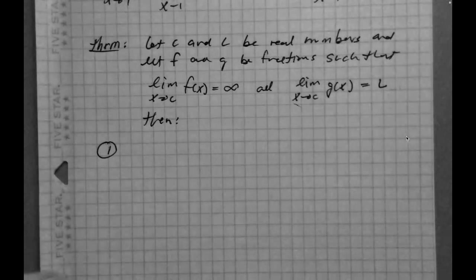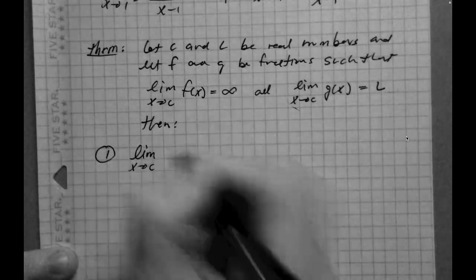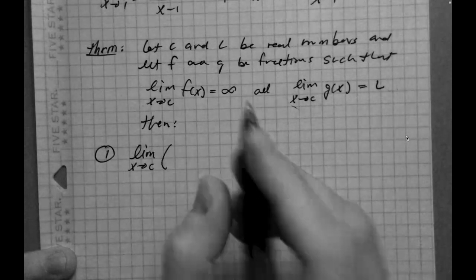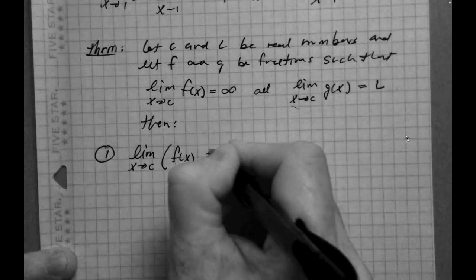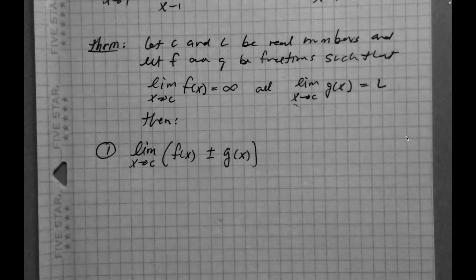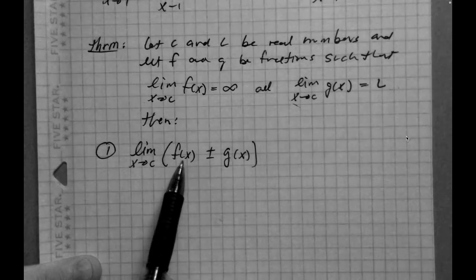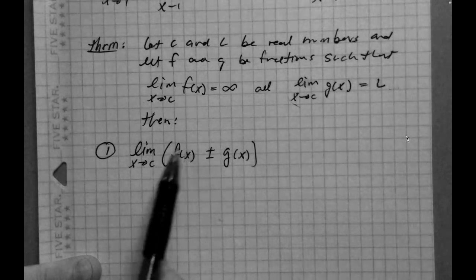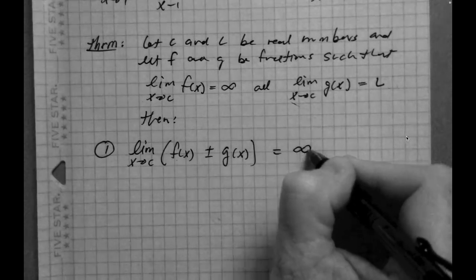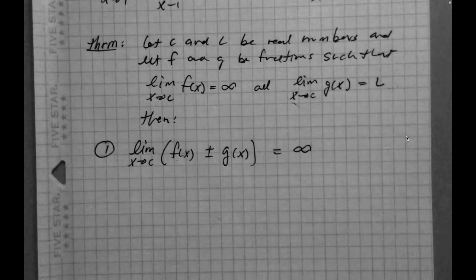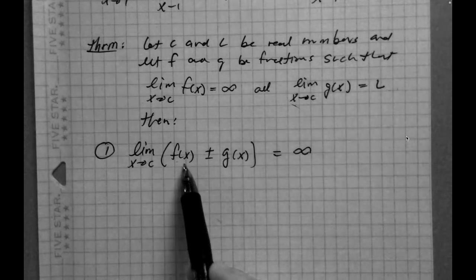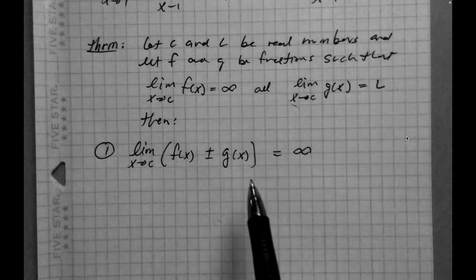So there's a couple of things that we explore here. The limit as x approaches C. Now notice they're both approaching C. The limit as x approaches C of the sum or difference. Can we imagine what would happen? This piece of f of x plus or minus g of x, this piece is going to infinity. This piece is going to a real number. What's going to happen overall? Hopefully it's clear that the whole thing heads to infinity. This one increases without bound, so overall the whole thing increases without bound.